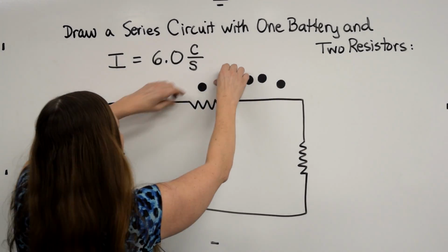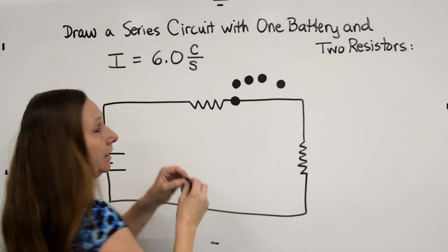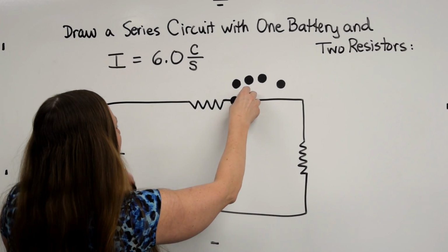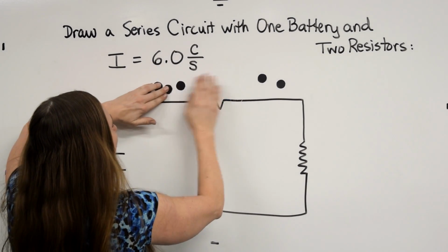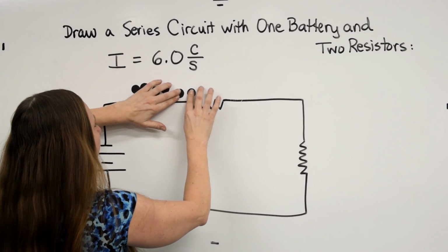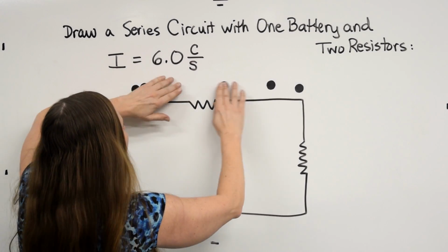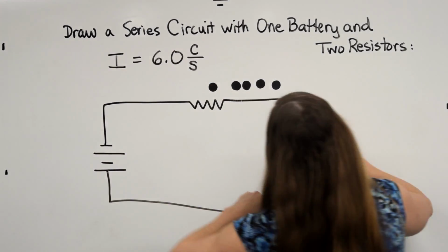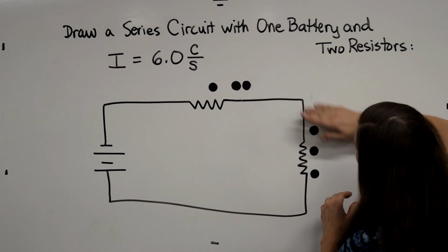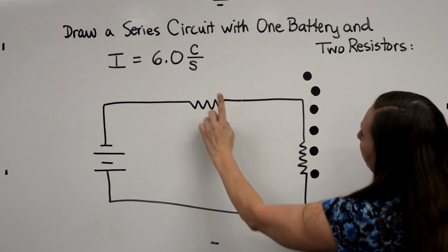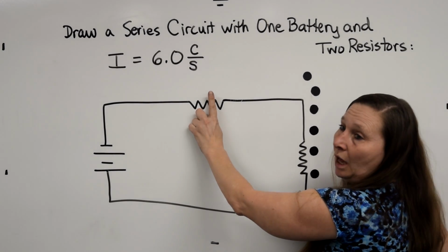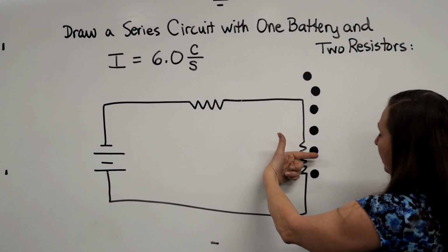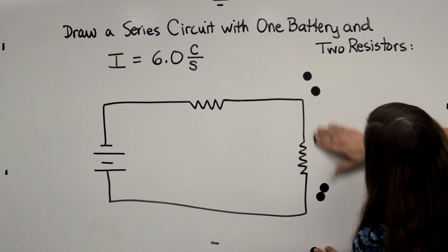These 6 coulombs are actually riding on the wire, but if I draw them right on the wire, they're going to erase all my lines, and I really don't want to do that. So the 6 coulombs go through this resistor, 1, 2, 3, 4, 5, 6. So all 6 coulombs go through this resistor, and then 6 coulombs also go through this resistor. If I were to put my finger here and say how many coulombs went by in 1 second, I would say 6. And how many coulombs went by in 1 second? I would say 6.